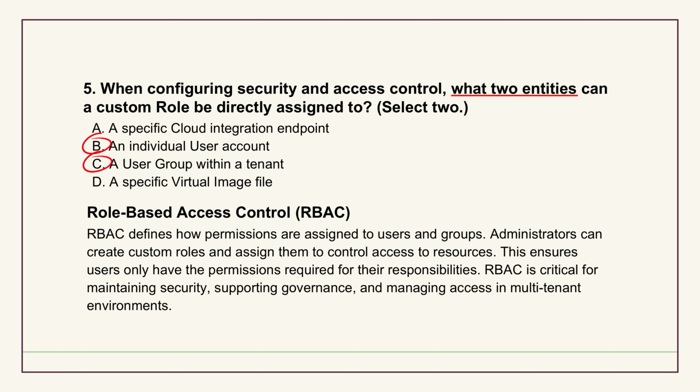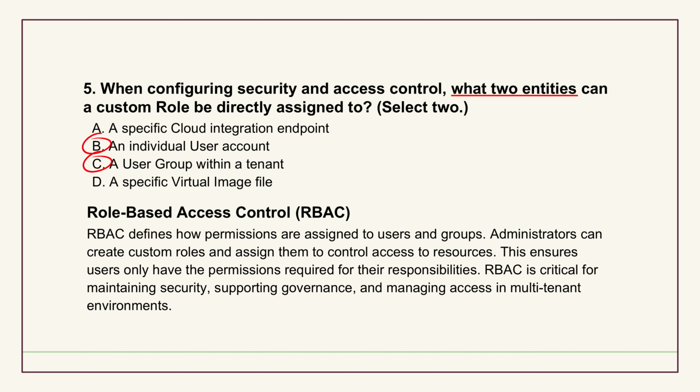Why is this distinction important for the exam? Why can't I assign a role to, I don't know, a specific virtual machine? Because a role is about permission, not configuration. A role defines what a human can do. A VM doesn't need permissions, it needs instructions. That makes a lot of sense.